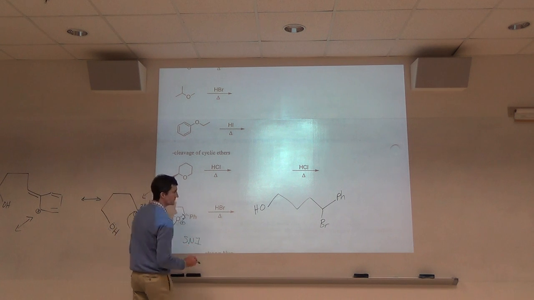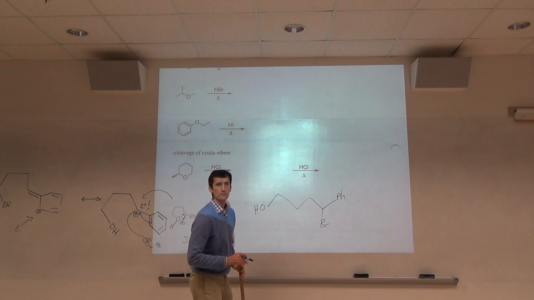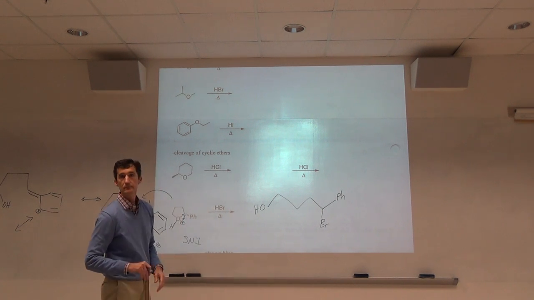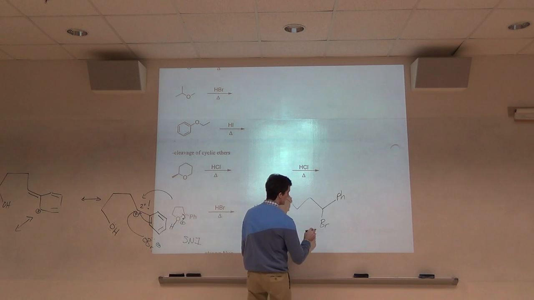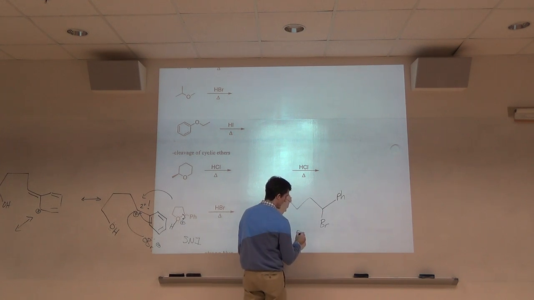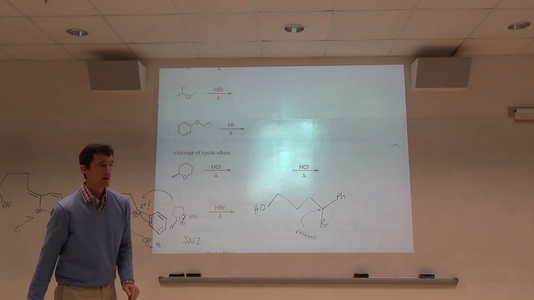SN1. This is a chiral carbon. What's the stereochemistry there? Bold, dash, what? Somebody said it. Racemic. What does racemic mean? 50-50.